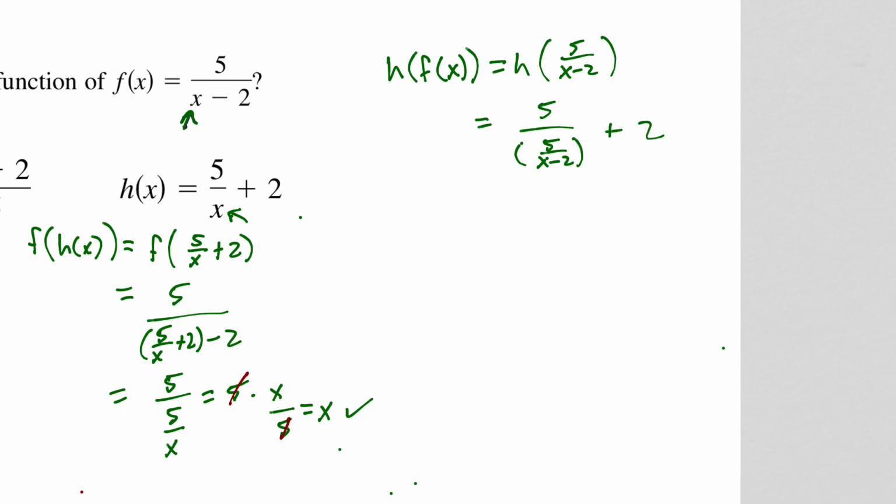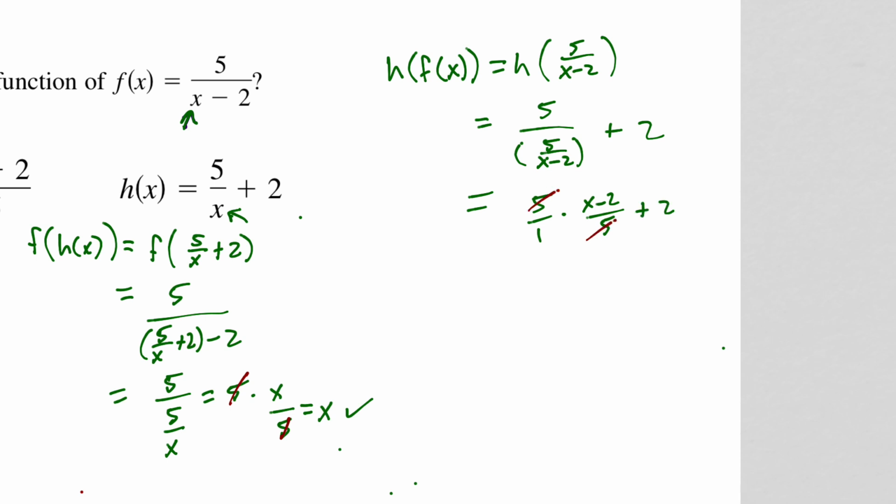Again, I have a complex fraction here. So we just take the bottom fraction, flip it, and multiply. So this is going to be 5 from the numerator. You can put it over 1 if you like. Times, flip the bottom one. So now x minus 2 over 5 plus 2.